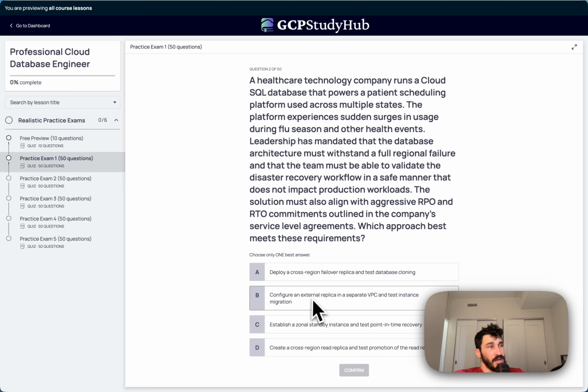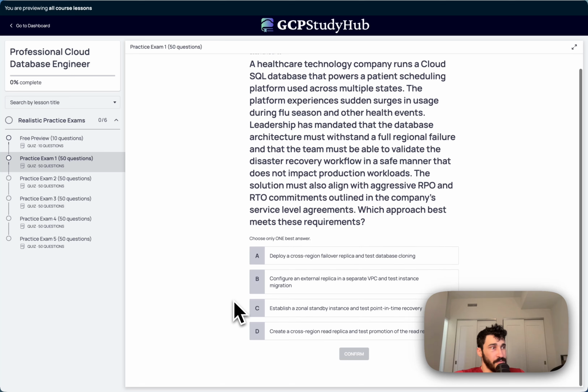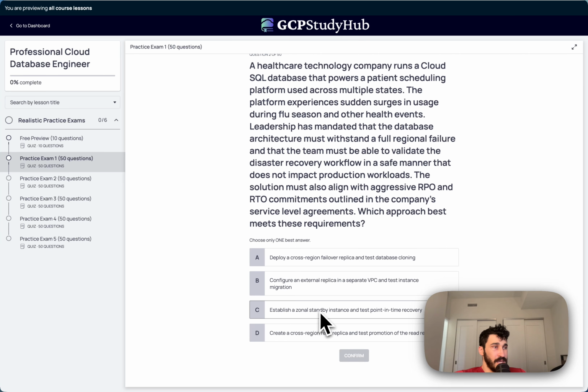Option B, configure an external replica in a separate VPC and test instance migration. So this introduces unnecessary network complexity. We do not need to put the replica in another VPC. This kind of clashes with the whole idea of Cloud SQL. This makes things overly complicated, and migrating the instance as opposed to just promoting it within the same VPC is not necessary.